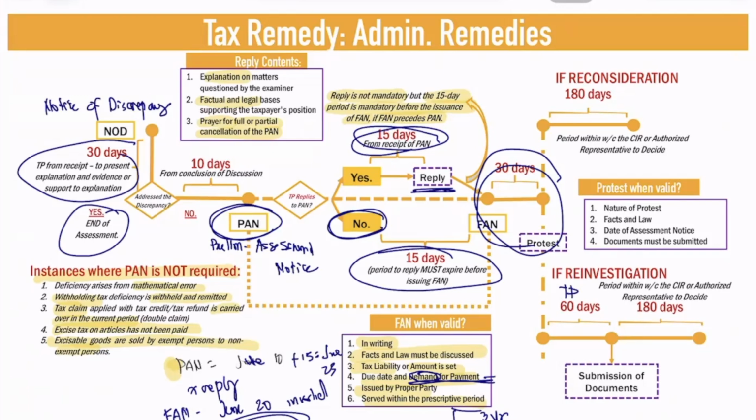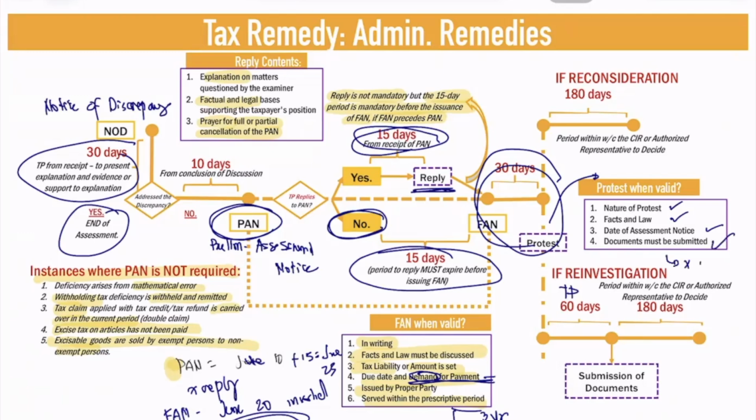Now, when can we say that the process is valid? The protest is valid if the protest provides for the nature of protest, the facts and law is present, the date of assessment notice is also present. Why is it important? The date of assessment notice is important because you determine there whether the protest was timely filed. So, ito yung FAN, halimbawa. Tapos, kailangan malaman kung yung protest is within the 30-day period to file a protest. After that, you submit documents if ever it is reinvestigation.